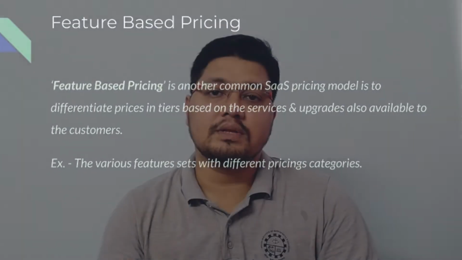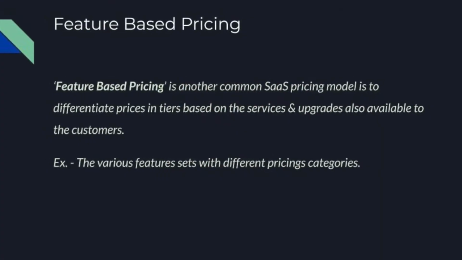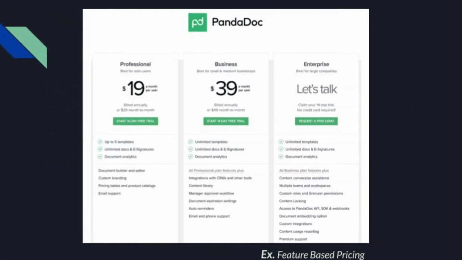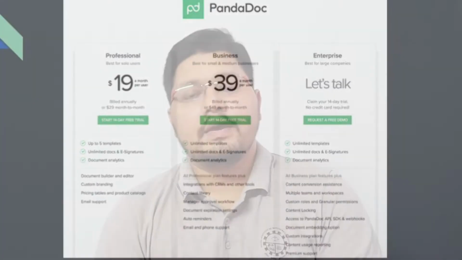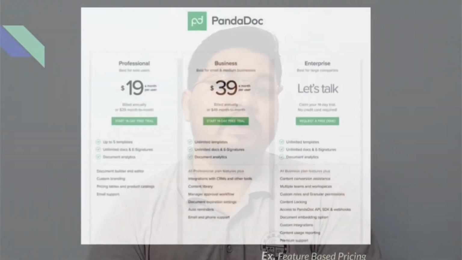Feature-based pricing. This is another common SaaS pricing model, which differentiates prices in tiers based on the services or set of features. At the same time, multiple upgrade categories are also available to the customers. You can see over here the company named PandaDoc. They have various pricing for various sets of features or services. They are also using that feature-based pricing.